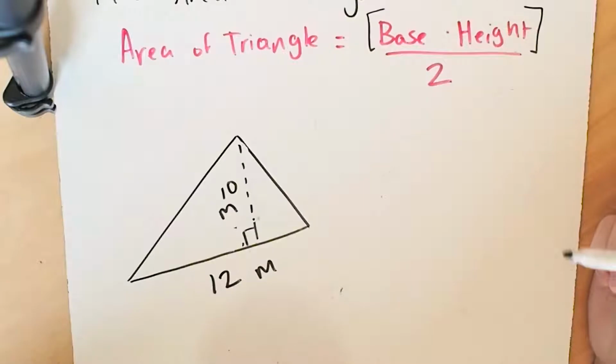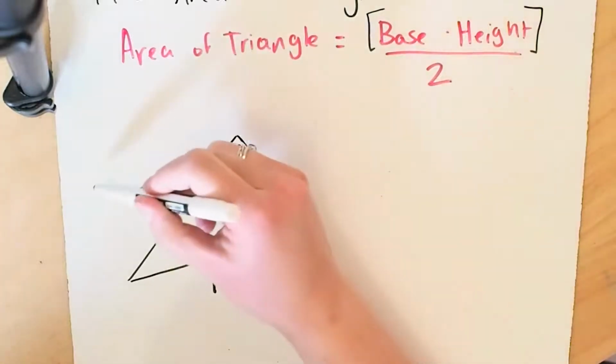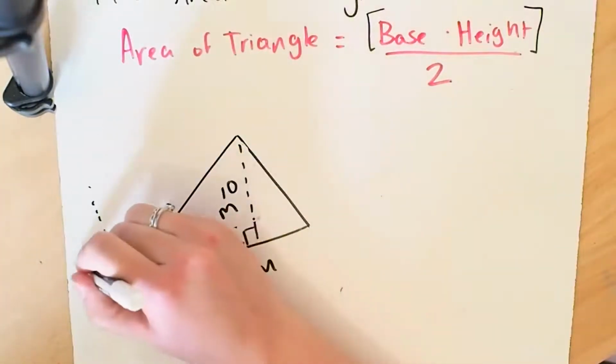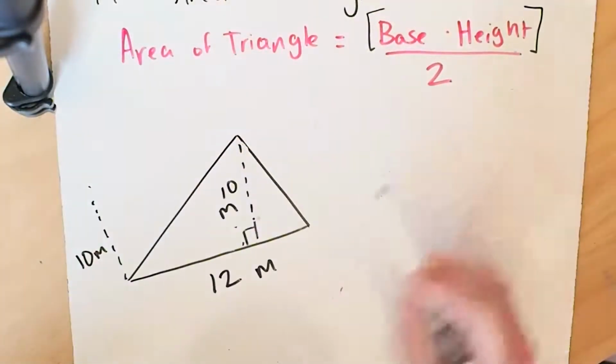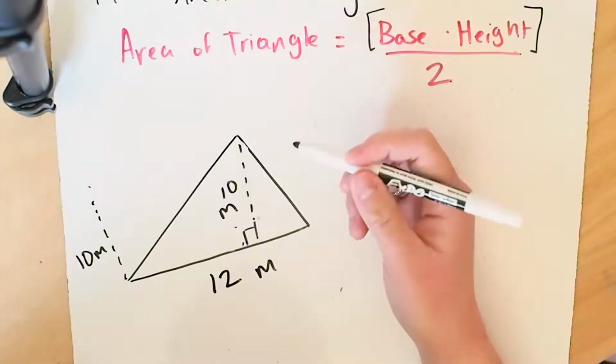Let's say that our triangle is not a right triangle, and the height is inside the triangle. Or if the height is given somewhere on the outside like this, saying that it's 10 meters tall. We still do the exact same thing. It doesn't matter that it's not a right triangle.